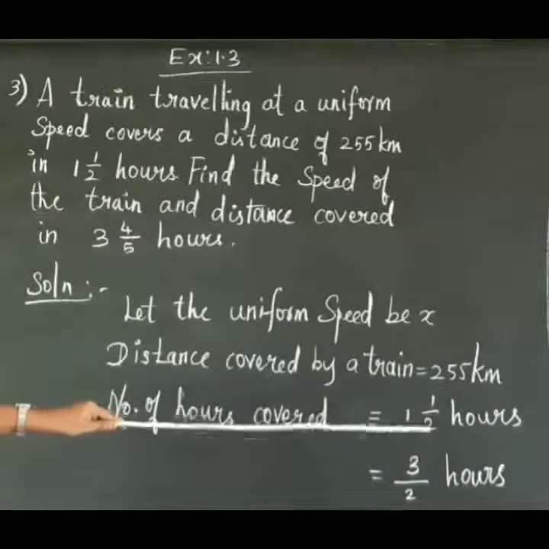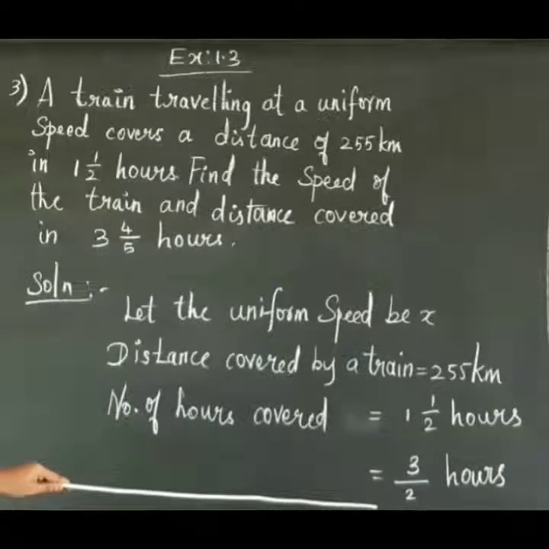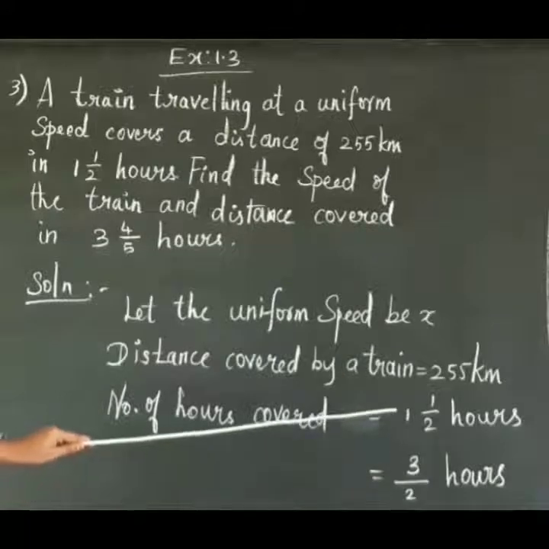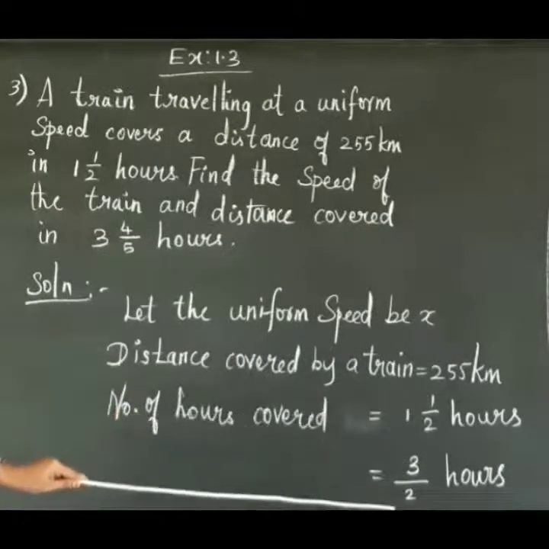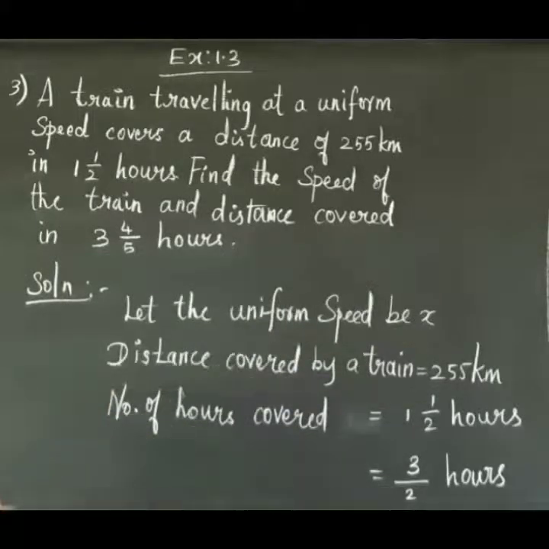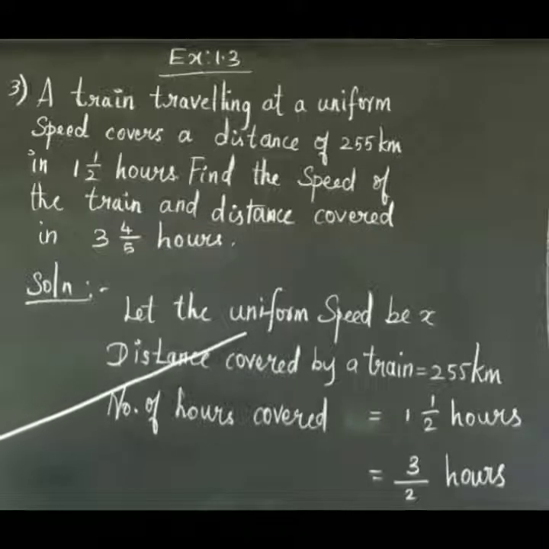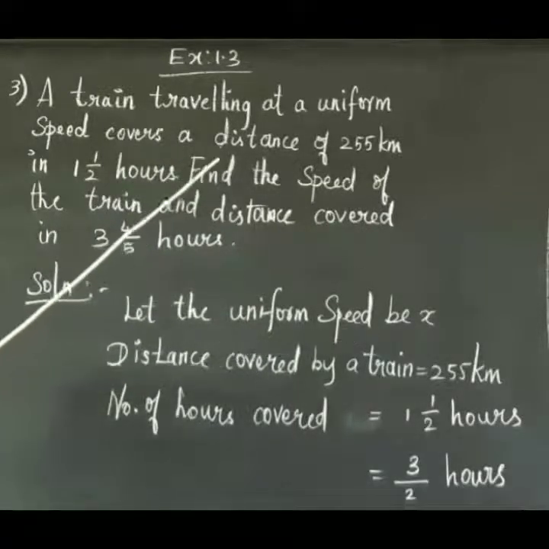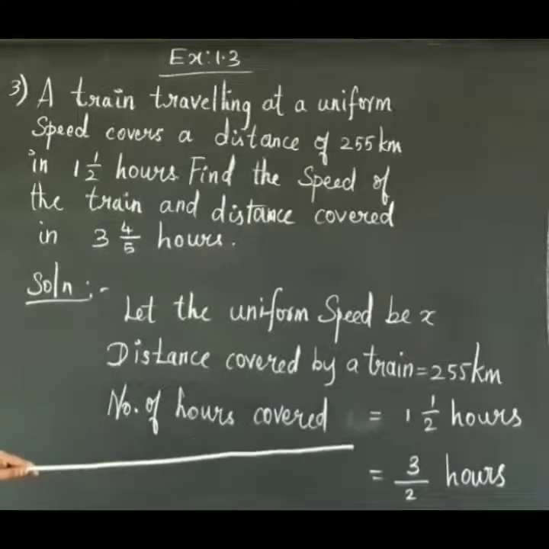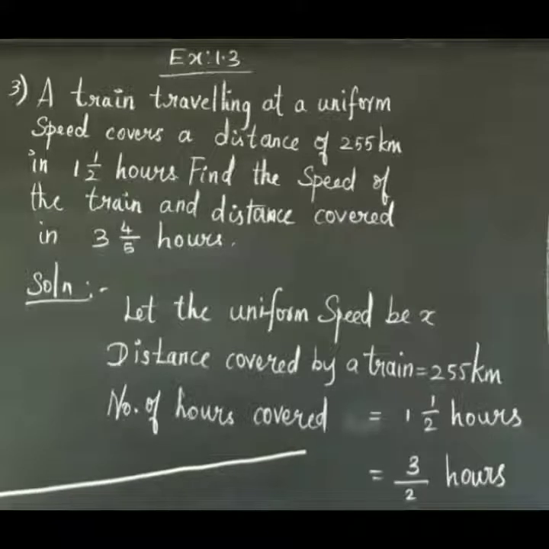It is given as a mixed fraction. You have to convert it into improper. How? 1 into 2 is 2. 2 plus 1 is 3. So 3/2 hours. These are the given things in the question. What is given? Uniform speed is given. We have to take it as x. The distance is 255 km and the time is 3/2 hours. These three things are given.